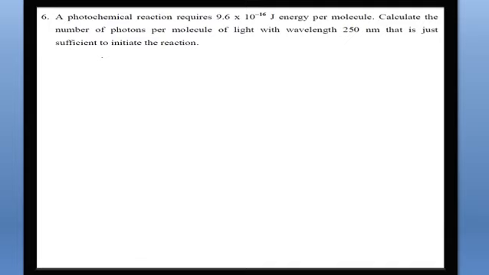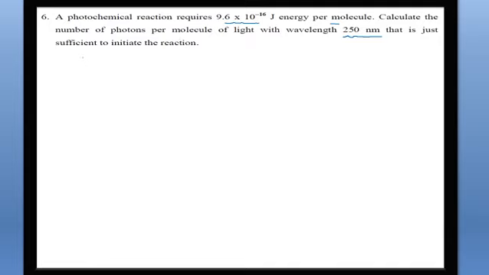Now this question that you have got, question number 6 of the assignment: a photochemical reaction requires these many joules of energy per molecule. They are asking you to calculate the number of photons per molecule that will be required with this wavelength, which is sufficient to initiate the reaction. So basically you have to calculate the number of photons with this given data. So let us see.